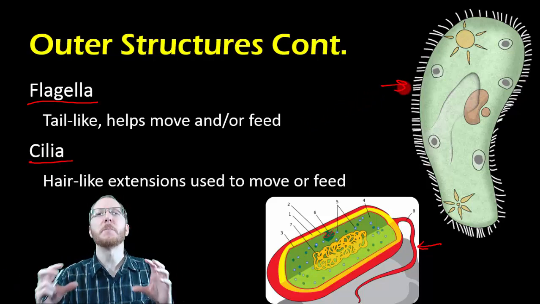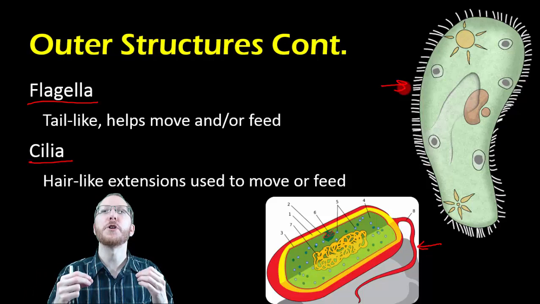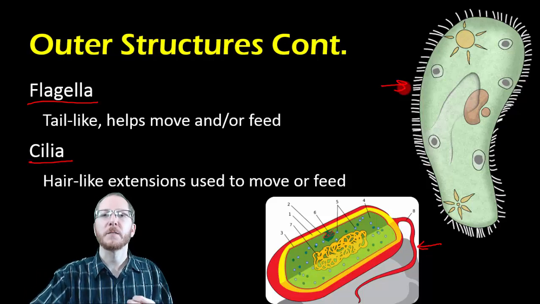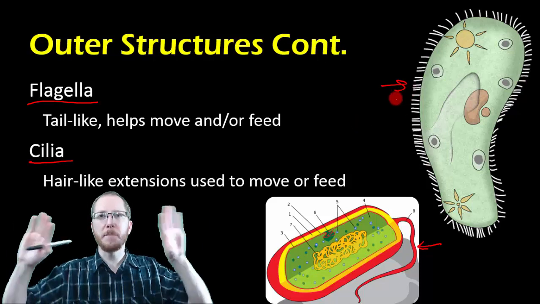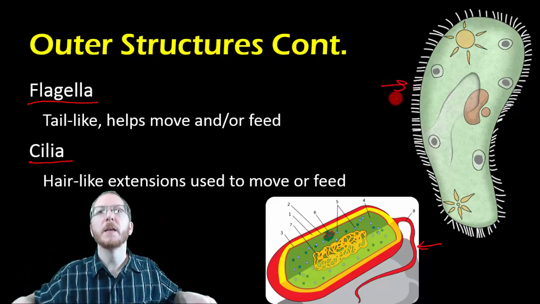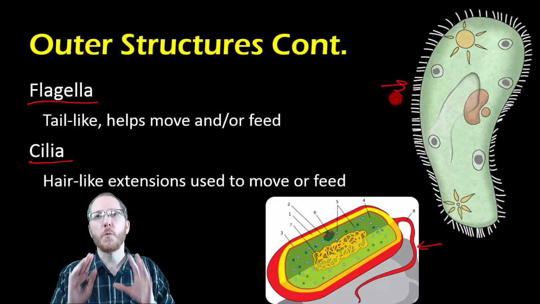These are not near as big as a flagella, but they're much more numerous. And so lots of organisms will also use this for movement, like paramecia, these little guys you see here. They'll beat them together, kind of like rowing, and they can use it to propel themselves through the water.